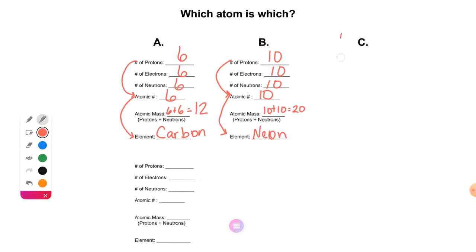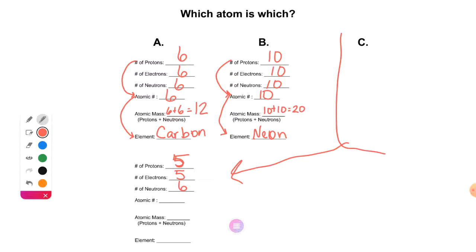Okay, and your C is up here. My C got pushed down, so I'm going to fill it in down here. Bryce, how many protons did C have? 5. So I'm going to put 5. Finley, how many electrons? 5. Max, how many neutrons? 6.